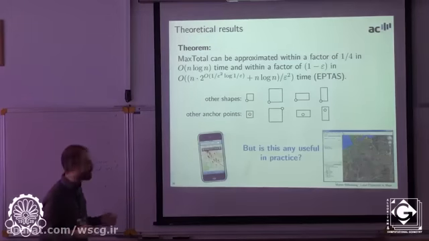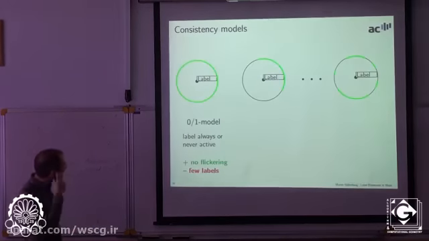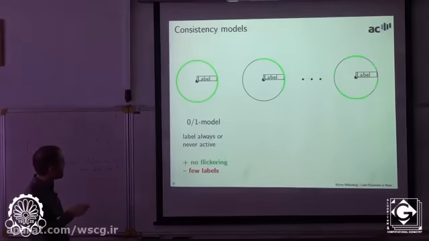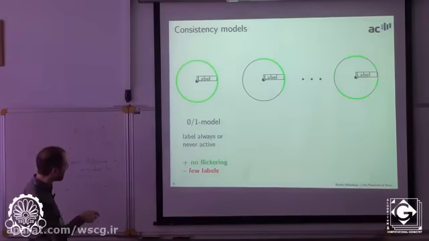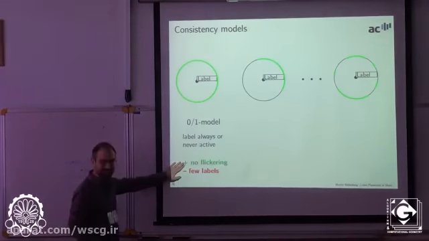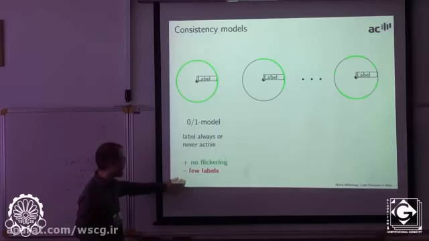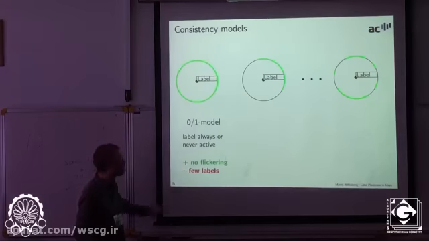Okay. So we studied different consistency models for labels. The easiest one is to say either the label is always visible or never visible. That's the 0-1 model. Of course, it has the big advantage that there's no flickering at all. You always see it, but you cannot place many labels.